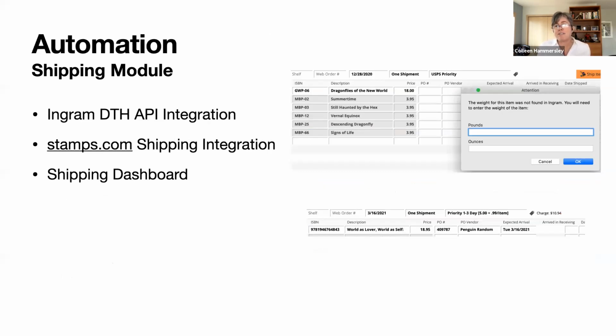On the automation end of things, we were able to create an integration with Ingram's direct-to-home service. This allowed the system to send an order to Ingram, which would be fulfilled on their end, eliminating the need for the store to physically purchase, receive, and then ship out the product. While this service had been available previously, it required using the UI on Ingram's customer website. Automating the process was another time saver.